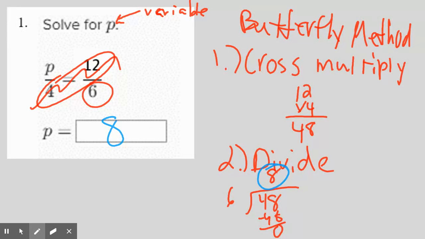So if you're given a problem like this, all you have to do is do the butterfly method. Cross multiply and then divide. Make sure you have all this written down.